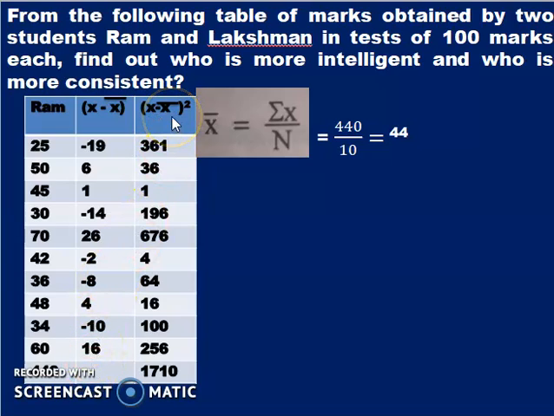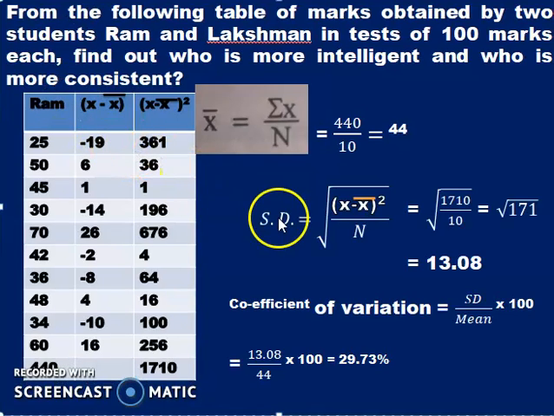Next, as per the formula, we need x minus x bar the whole square to find the standard deviation. So square the values, then you will be getting 361, 36, 1, 196, 676, 4, 64, 16, 100, 256. The total is 1710. So next we can apply the formula.